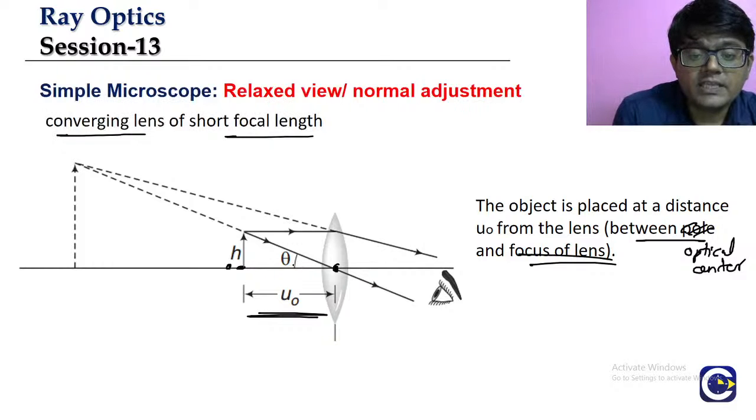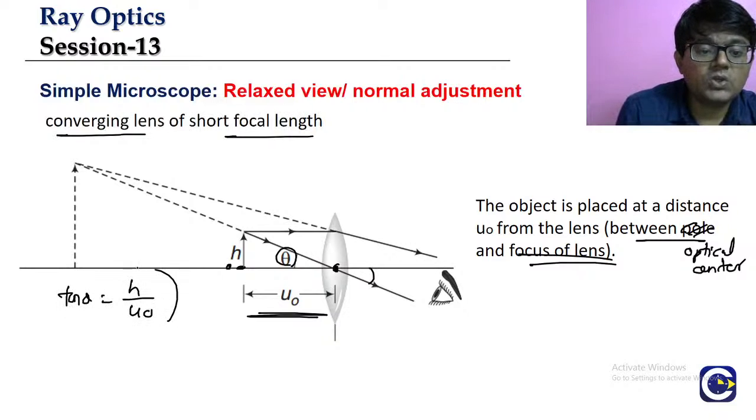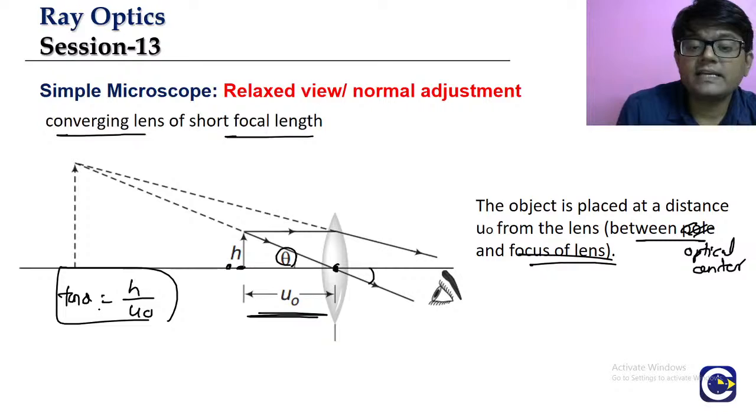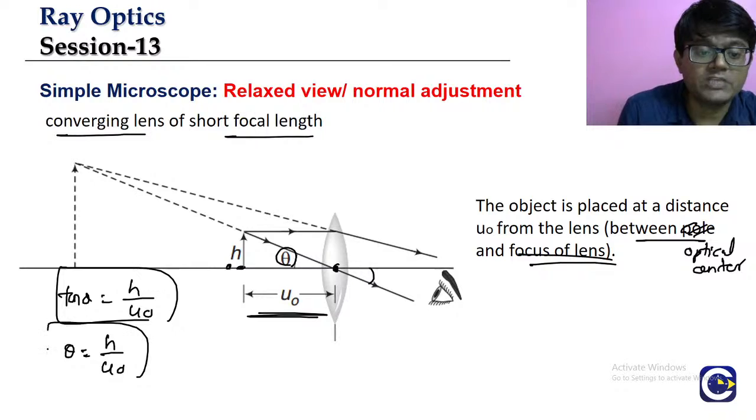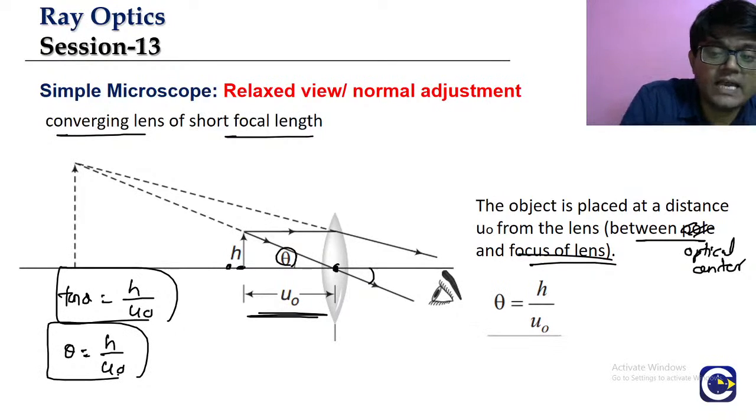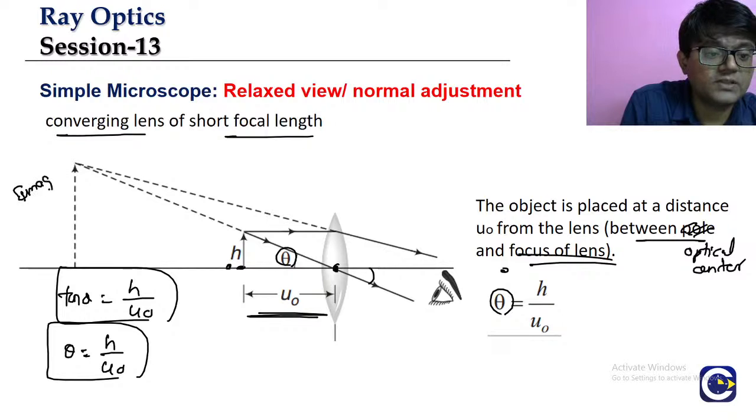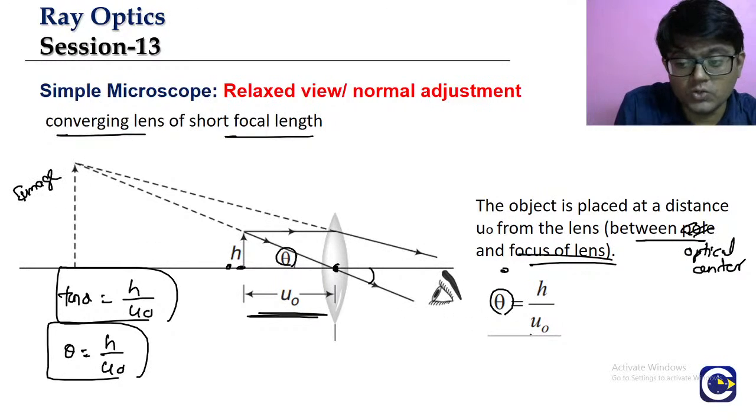Now the angle formed by the image in the eye, this is theta here. Again, what is tan theta? It will be h by uo. Since theta is going to be small, that is the assumption we are working with, theta will be equal to h by uo. So this is the visual angle here. This is the image. So theta will be equal to h by uo.